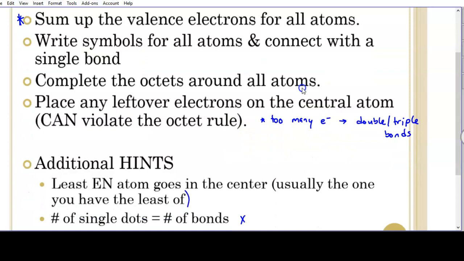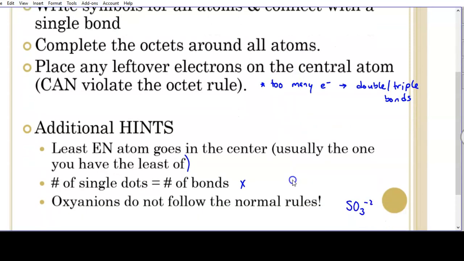Some additional hints. The least electronegative atom most likely goes in the center. The number of single dots can tell you the number of bonds, but you'll see I put an X there. That's not always true here because we violate the octet rule a lot. And oxyanions don't usually follow the normal rules, which we'll do a couple of examples of.